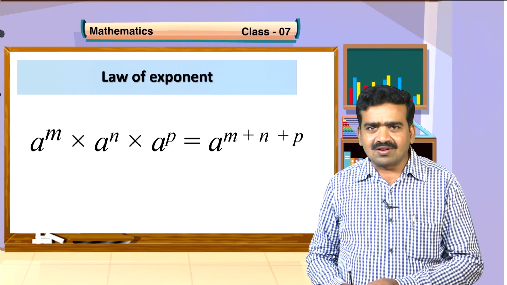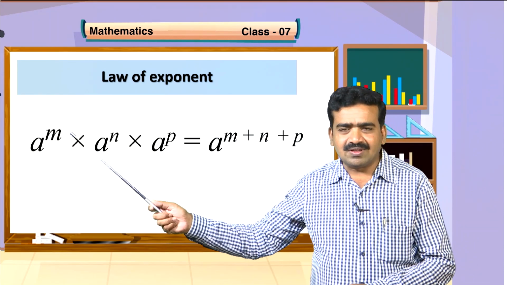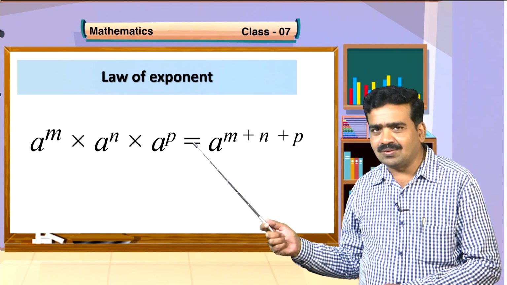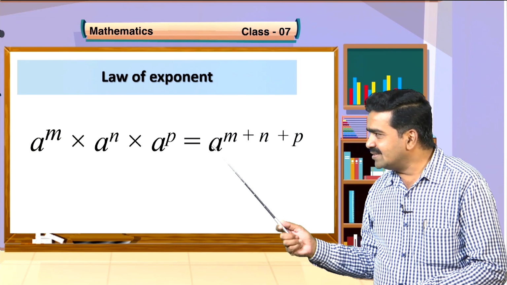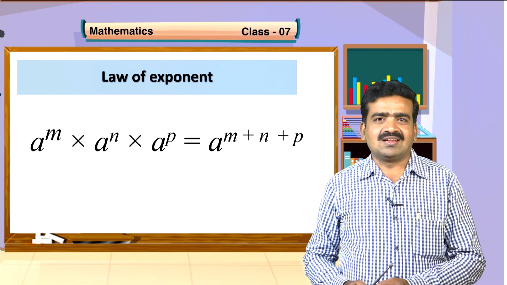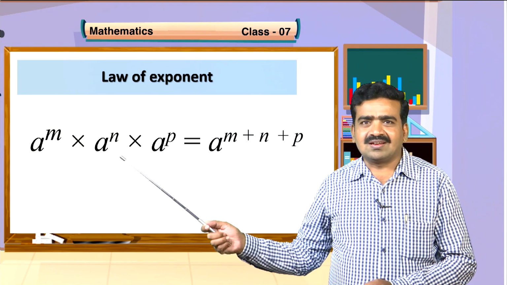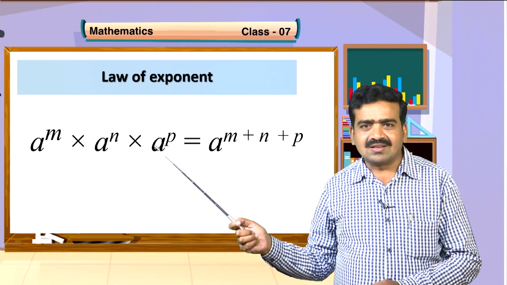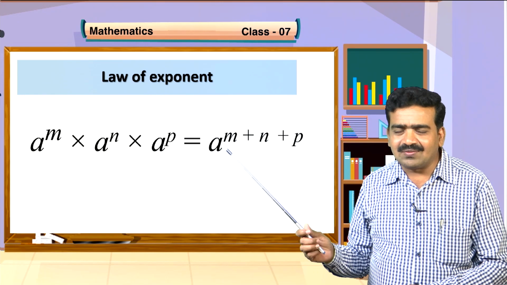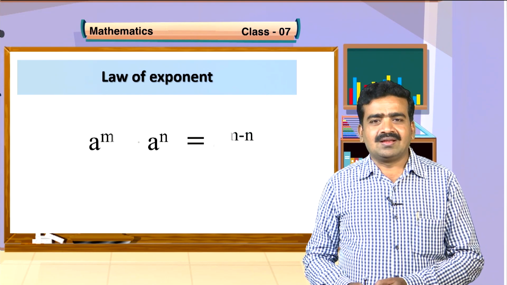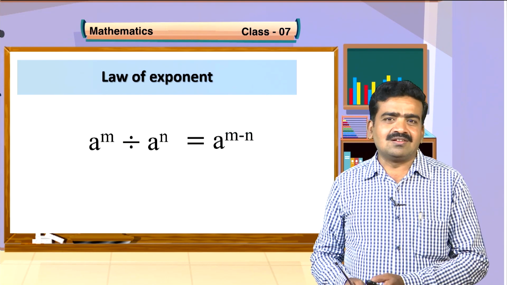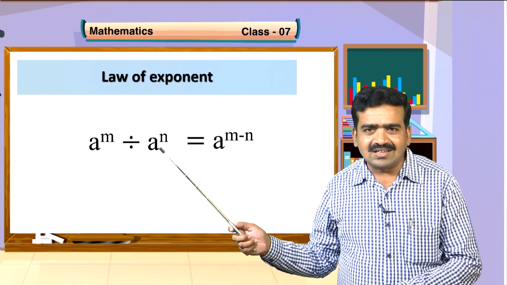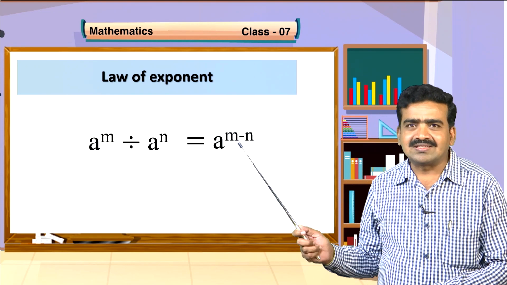The second law you have learnt is a to the power of m into a to the power of n into a to the power of p is equal to a to the power of m plus n plus p. When there are the same bases with different exponents, they can be simplified easily with the help of this law. And you have also learnt the law a to the power of m divided by a to the power of n is equal to a to the power of m minus n.